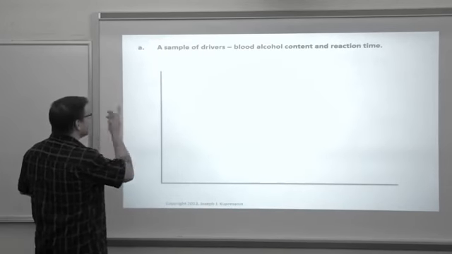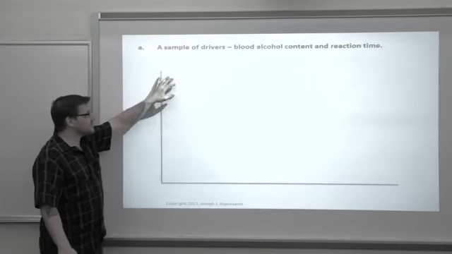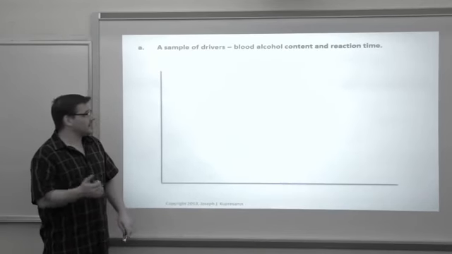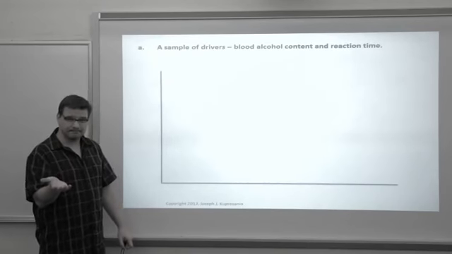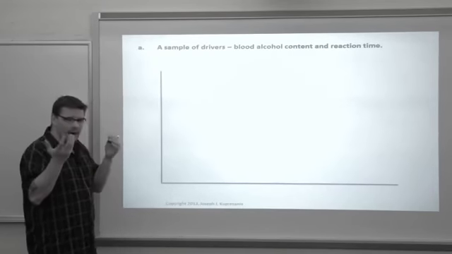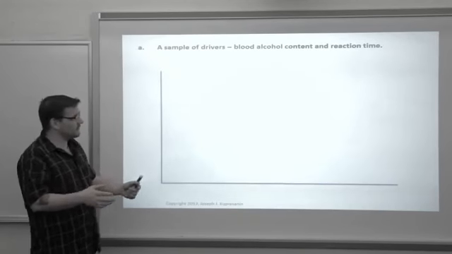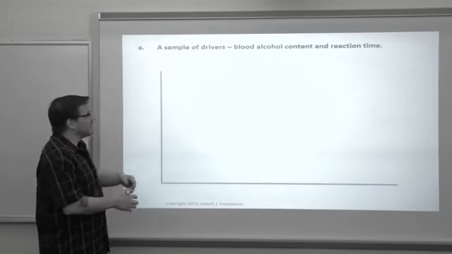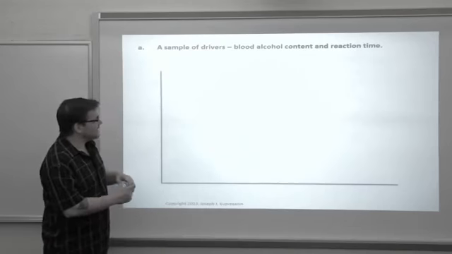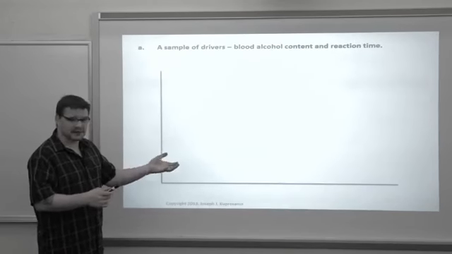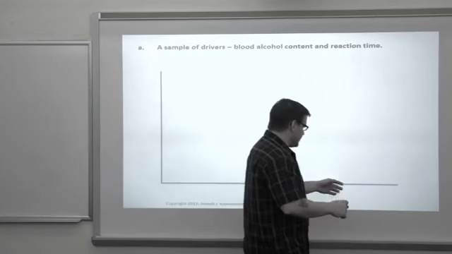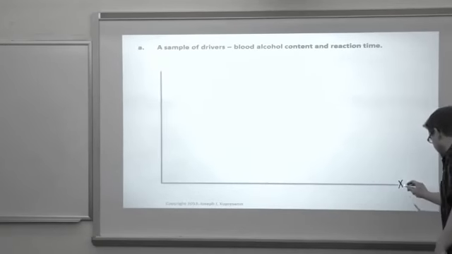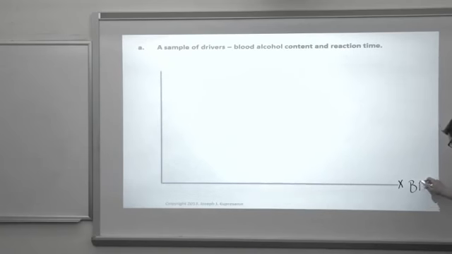All right, number one, letter A, a sample of drivers. One variable will look at their blood alcohol content, and the other variable will be reaction time. So we got to think, what do we want to predict? And it's pretty obvious to me, but we'd like to predict your reaction time. You tell me blood alcohol content, BAC, and I'll predict your reaction time. So BAC goes down on the x-axis. Down here, we'll label it x, and we'll just abbreviate that as BAC, blood alcohol concentration.